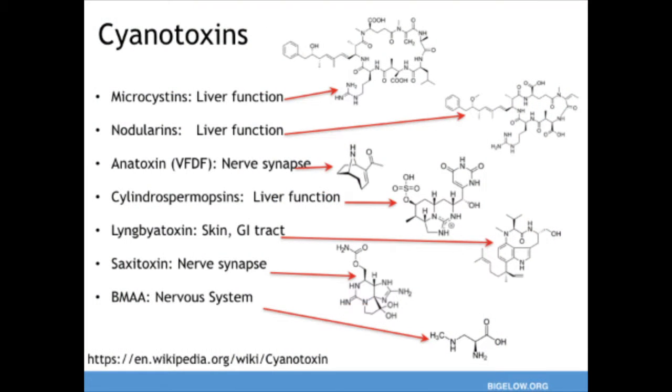Cylindrospermopsins also affect liver function. Some of them will actually produce just a skin rash, or they'll give you food poisoning-like effects. Saxitoxin is one of the most potent nerve toxins. Apparently, spies during World War II would carry little capsules of saxitoxin. If you were caught, you would pop one of these and it'd be all over.